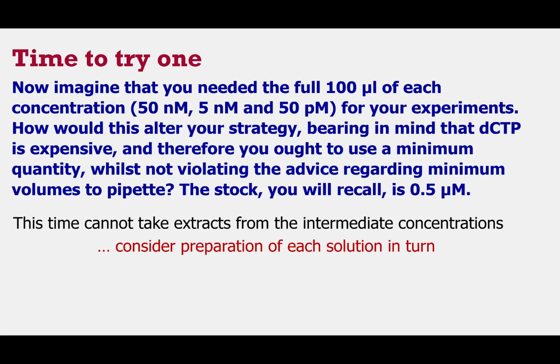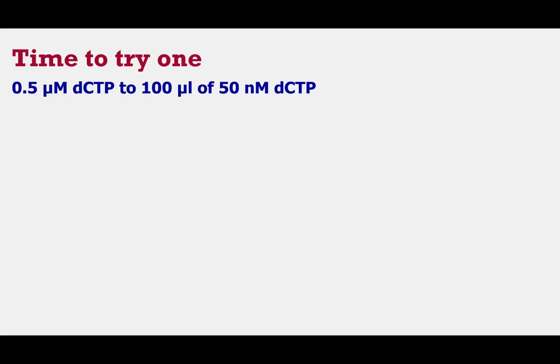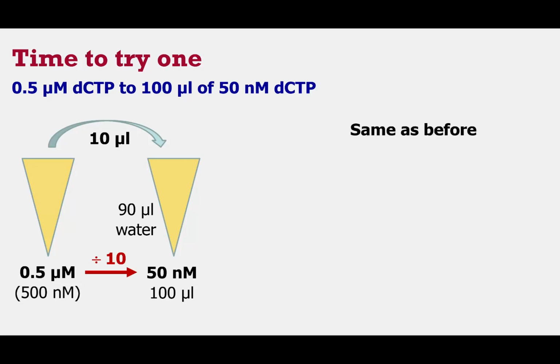So to begin with, let's think about the step in which we go from the 0.5 micromolar to the 50 nanomolar. In this particular step, we're going from 0.5 micromolar dCTP to 100 microlitres of 50 nanomolar dCTP. What are we going to do? Well, actually, this step is unchanged from previously. This is the same as we've done before.